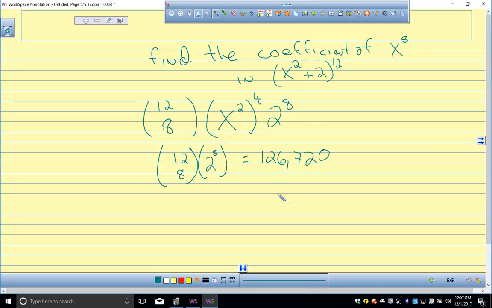So probably that's not something that you would want to do out by hand, because multiplying x squared plus 2 times itself 12 times would get pretty messy. Okay? Did I say that was the last one? Yes. I lied. Okay, so last one, this is quick, okay?